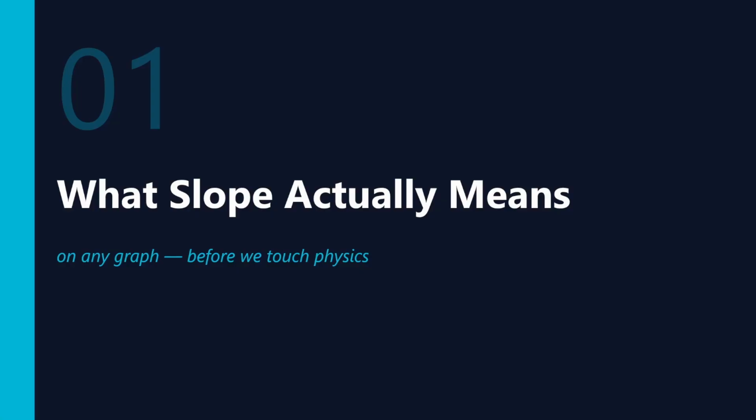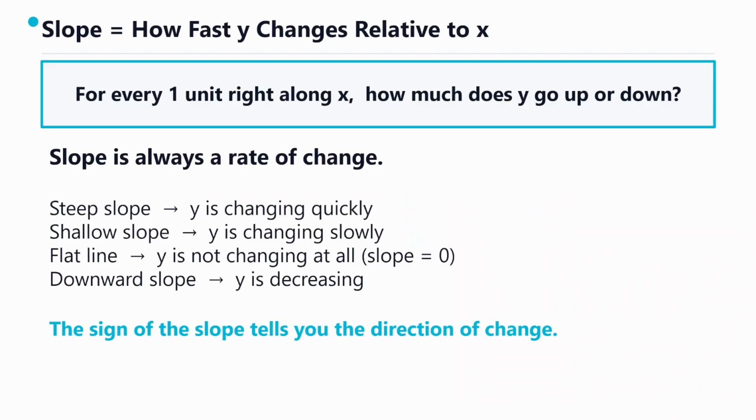Let's go. So first, what does slope actually mean? No, not the formula. I mean, what actually is it exactly? Slope tells you how fast the y value is changing compared to the x value. That's it. For every one step you take to the right along the x, how much does y go up or down? The key word is rate. Slope is always a rate of change.